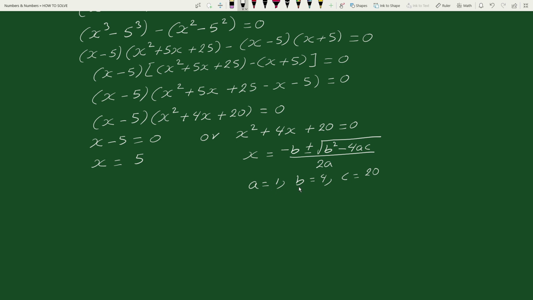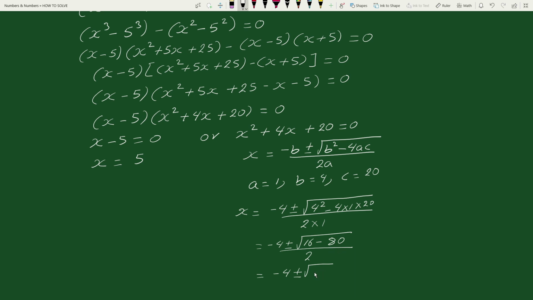Now substituting a, b and c in the quadratic formula, we get x equals minus 4 plus minus square root of 4 square minus 4 times 1 times 20 by 2 times 1. This equals minus 4 plus minus square root of 16 minus 80 by 2, which equals minus 4 plus minus square root of minus 64 by 2.